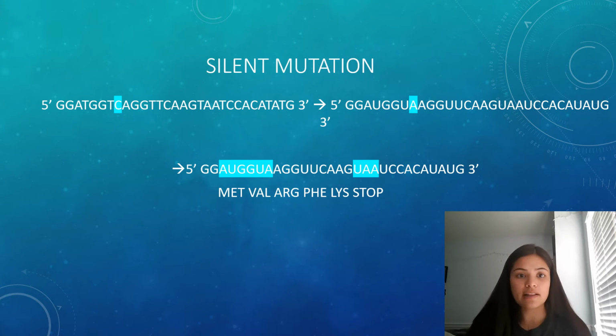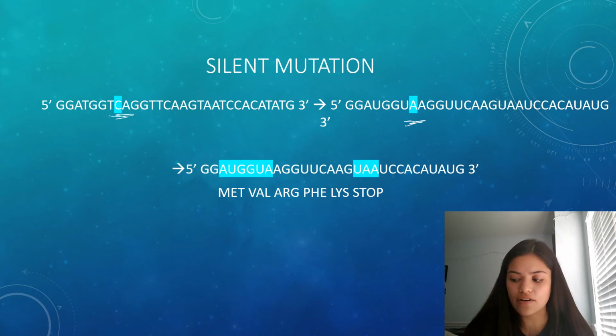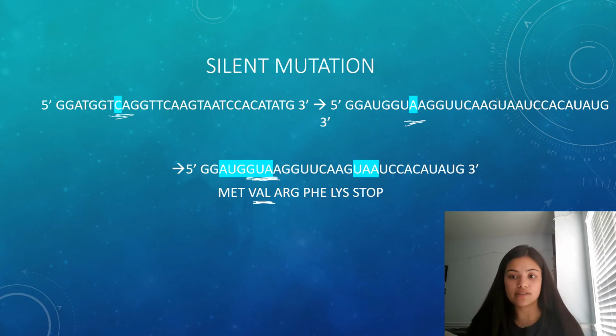And here we have a silent mutation. So a silent mutation is when there's a point mutation, but it still results in the same amino acid, so you don't know that it really happened. So here we have a C, and we change it to an A. And that is a transversion, because we've gone from pyrimidine to a purine. And it results in a different codon than the original strand, but it still codes for the same amino acid, so you don't see a difference there.